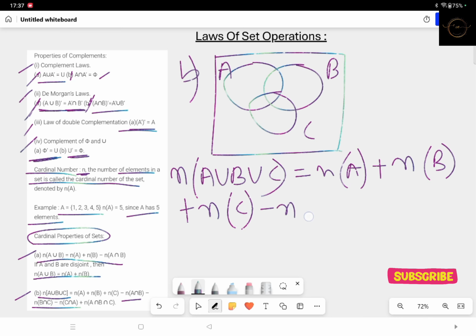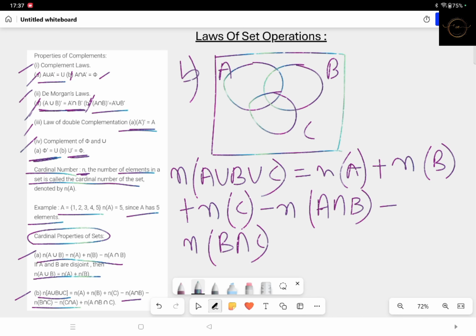So first A and B taken together, A intersection B: n of A intersection B, first you have to subtract. Then you have to subtract B and C, that is n of B intersection C. And again you have to subtract n of C intersection A. Now while subtracting these 3, you are subtracting the middle part also. But the middle part is also essential for n of A union B union C. So therefore, at last you have to add n of A intersection B intersection C.